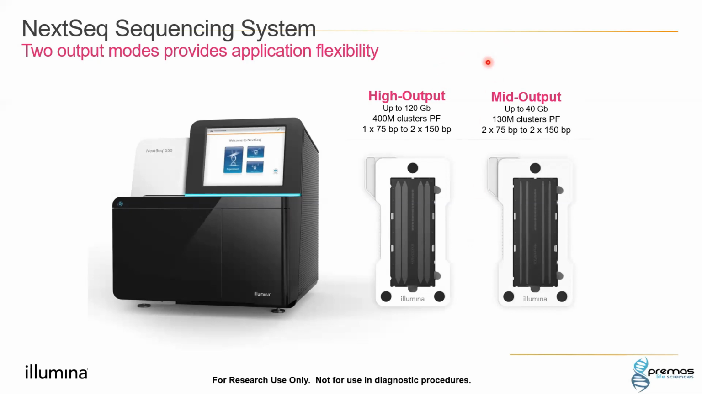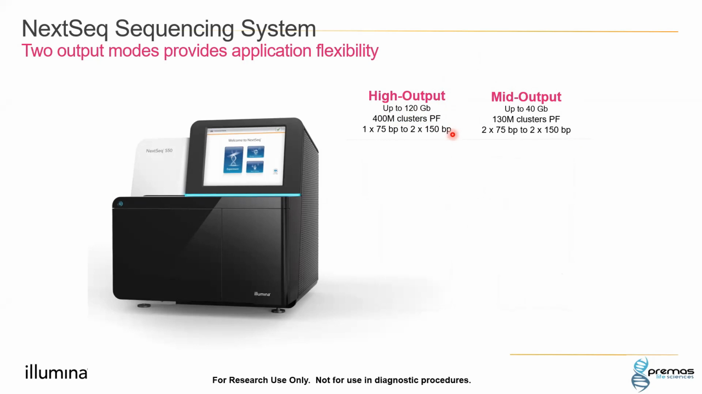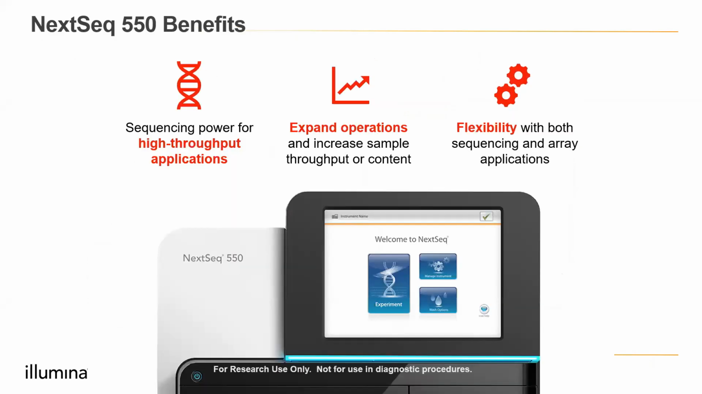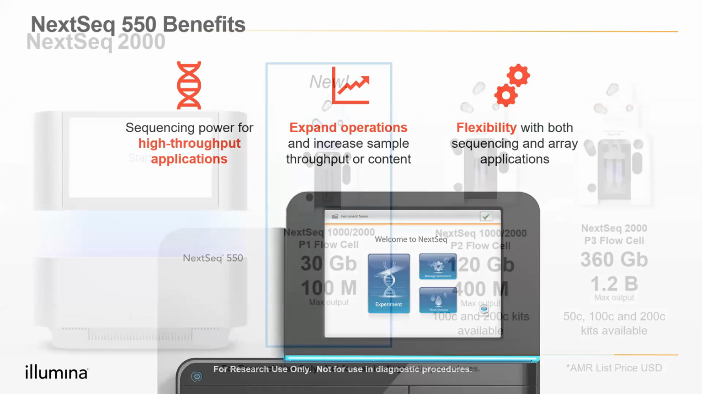So two options, high output and mid output, two simple options you have. The high output one offers you the highest range. So this is 120 GB and 400 million reads. And apart from this, you have your, hold on.